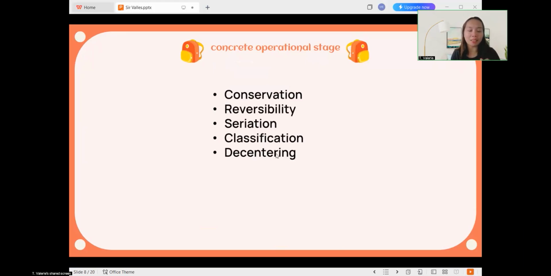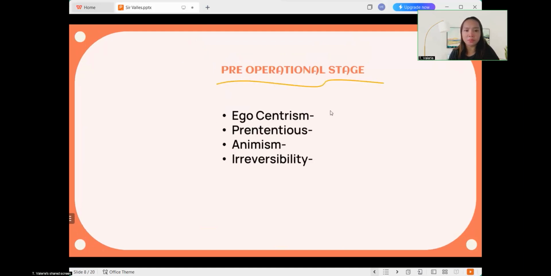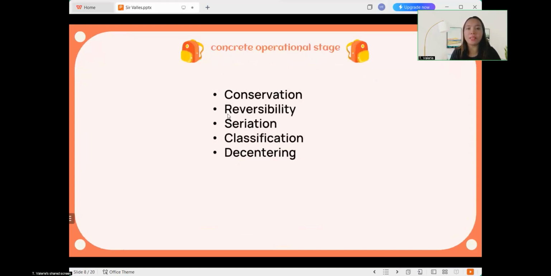Now let's have decentering. During this stage, the ego of a child is now eliminated. He can now accept different points of view. Unlike during the pre-operational stage, egocentrism, where the child is not accepting the opinions of others. Now, in the concrete operational stage, it's decentering. The child accepts the opinions of others.